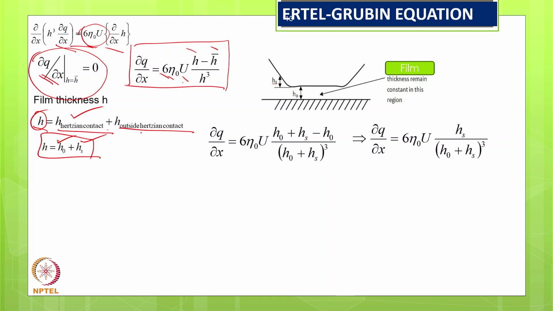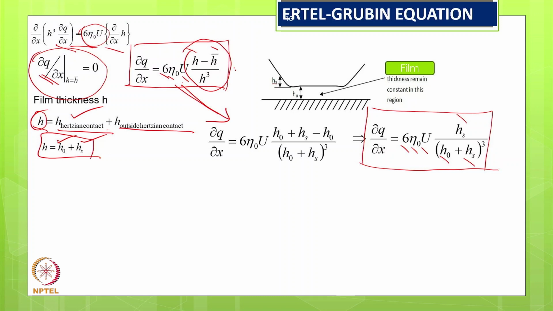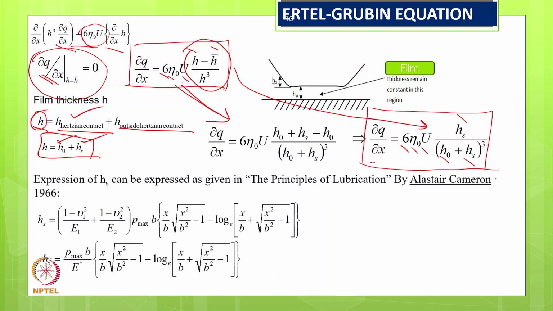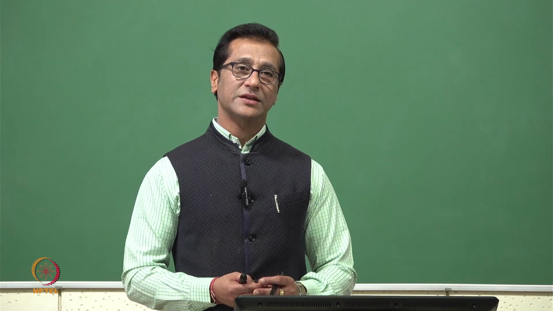And when you substitute these values in this expression and simplify, what we get is del q divided by del x is 6 eta 0 u hs divided by (h0 plus hs) cube, and this minus. So instead of this expression, you can see now this expression, which is also incorporating the Hertzian film thickness. Now this can be simplified, and there is a good book, Cameron's book in 1966, which has derived all expressions, and then they have given hs the way we have derived in previous slides.